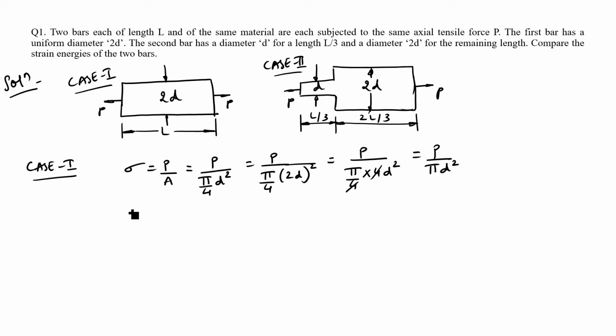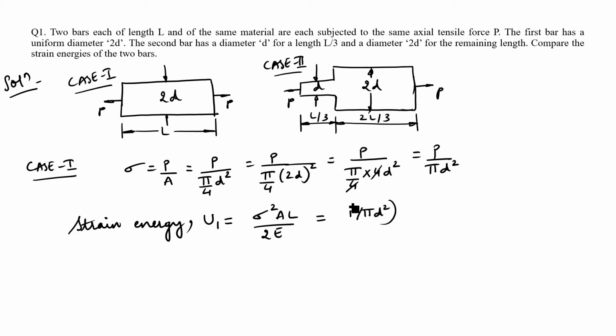Now let's talk about the strain energy for case 1. Let me call it U1. The formula is sigma square AL upon 2E. This is the general formula. Let me substitute sigma as P upon pi d square, the whole square. This is my sigma square. Area in itself will be pi by 4 into 2d square. That's what we just discussed, into L upon 4 into 2E. This term 2E is written here.